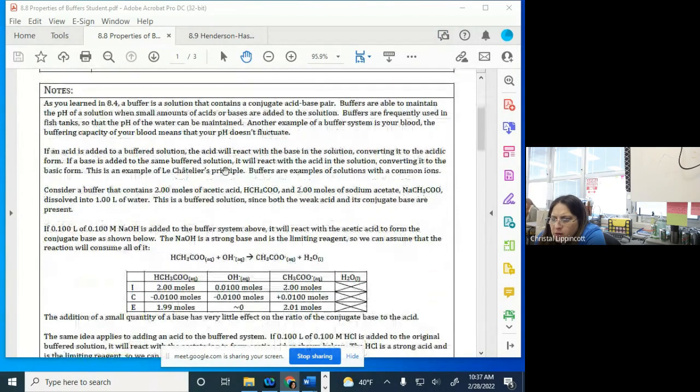So we talked about buffers. We talked about that in 8.4, and in the extra sheets that I had given you for buffer systems. And remember, buffers are able to maintain a pH when small amounts of acid or base are added. They're frequently used in different places. Your blood has them. They use them in fish tanks. They use them in lots of different places to regulate fluctuations in pH.